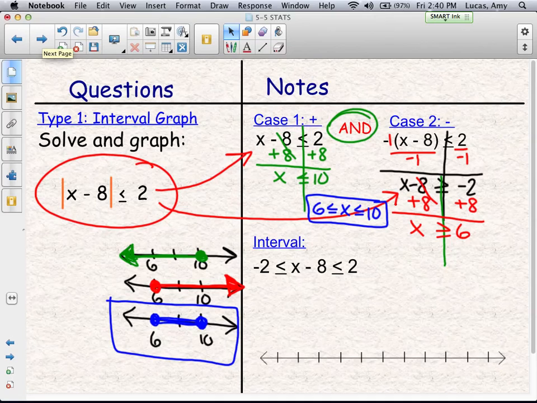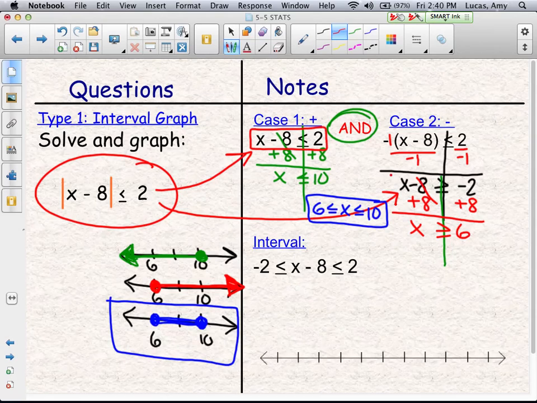The other way would be to set it up as an interval. This is actually the way that I prefer, to set it up as an interval. Because you remember how I said, as long as we're keeping that x minus 8 in both of our case 1 and case 2, that means that we don't actually have to write it twice. We could instead write it as an interval.